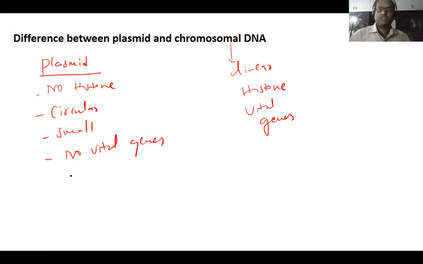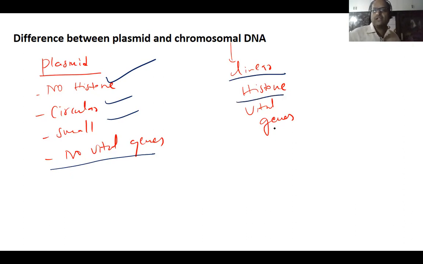What is a plasmid? A plasmid is seen in bacteria, the prokaryotes. So there are no histones over there. It's a circular, small, self-replicating DNA. There are no vital genes. Whereas chromosomal DNA, which is there in eukaryotes, is linear shaped, and there are histones and also the vital genes. That's the differentiation that we can see between plasmid and chromosomal DNA.